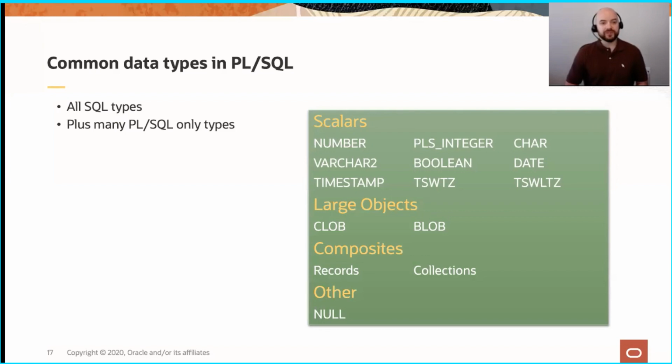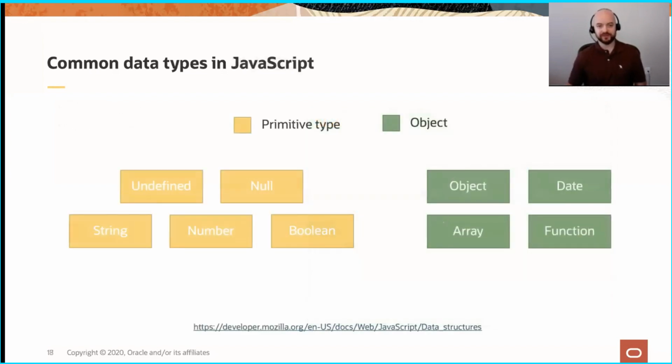Here you have the most common data types you'll be working with in PL SQL. Almost every real Apex application will be using these types. So we have the scalars, we have large objects, we have composites and null. In JavaScript, it looks a little like this. Notice we have two groups here, primitive types and objects. The primitive types were really sort of the original data types in JavaScript. We have undefined and null, so there is a difference between those two in JavaScript. We also have string, number, and Boolean.